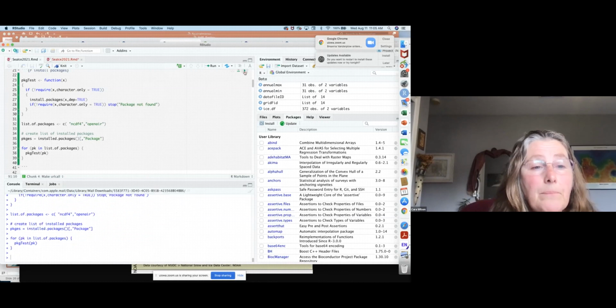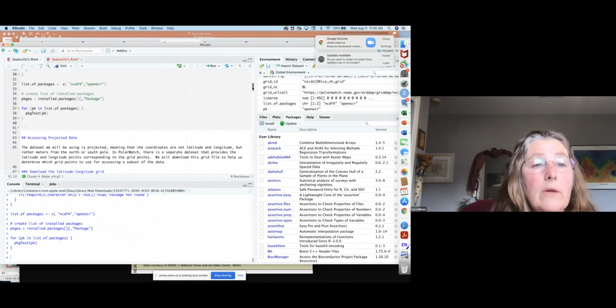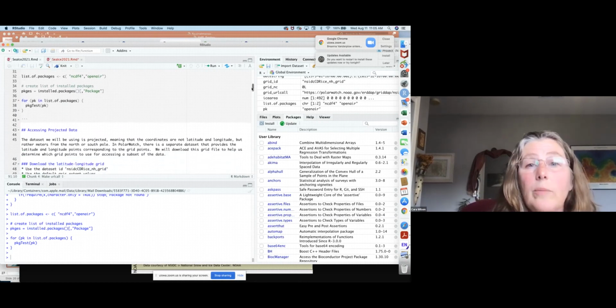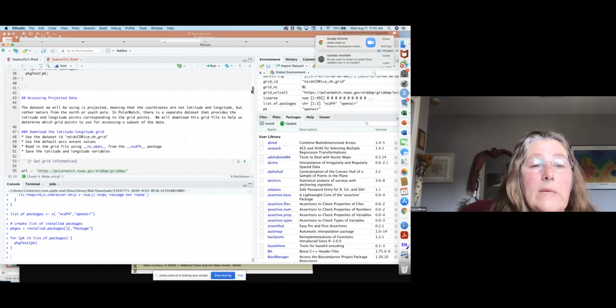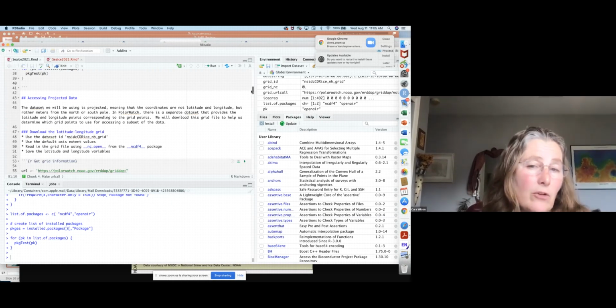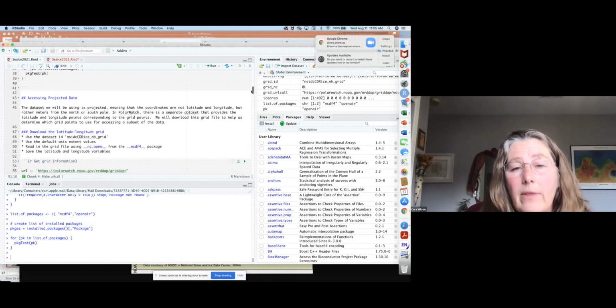So I'm going to hit that, and then it comes down here, and basically it doesn't really show anything because it installed those packages for me. So the data that we're going to get is projected. Remember when I showed it the first time, it was on that nice circular map that showed latitude and longitude. And then when I showed it in RDAP, it was on this grid with values of 4 million, because they were meters from the center.